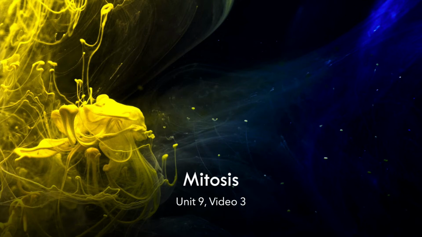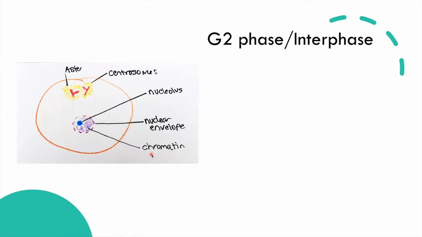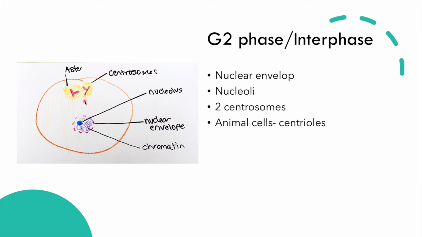Having gone over the cell cycle in the last video, we can explore the stages of mitosis and cytokinesis. During G2, before mitosis begins, the cell has a well-defined nuclear envelope that surrounds the nucleus. There is one or more nucleoli present. There are two centrosomes composed of centrioles in animal cells that form an aster complex.